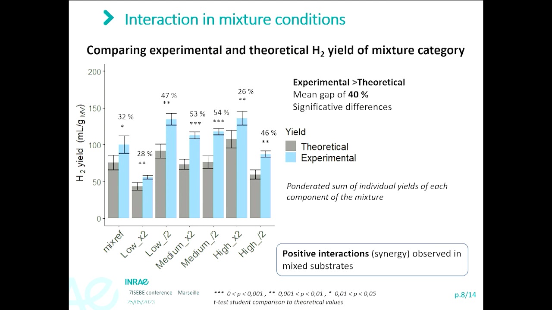So as you can see here, we have an experimental yield that is superior to the theoretical one, independently of the composition of our mixtures. And we get a mean gap of 40%. So we concluded that we observe positive interaction for our mixture substrates.